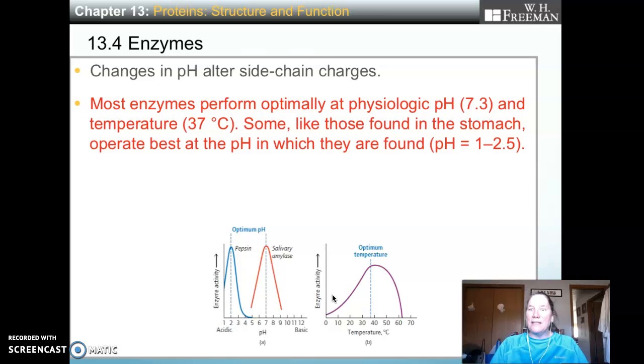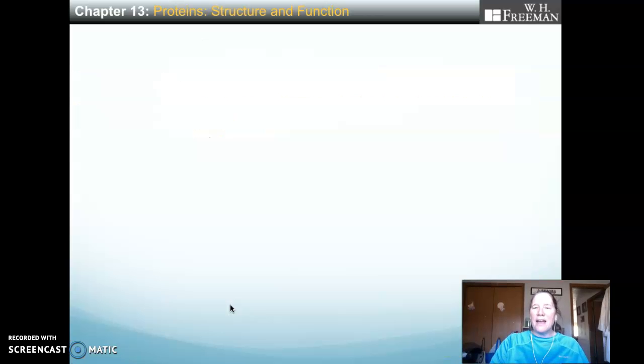So they work best at the temperatures that we're supposed to be at and at the pH we're supposed to be at. But again, you have some, like I said, that work in the stomach, like pepsin. Pepsin wouldn't be very good outside of the stomach because you can see at 7, it wouldn't even work. But when it's in the stomach, that works out great. Okay. So again, the enzymes are configured to the job they have to do.